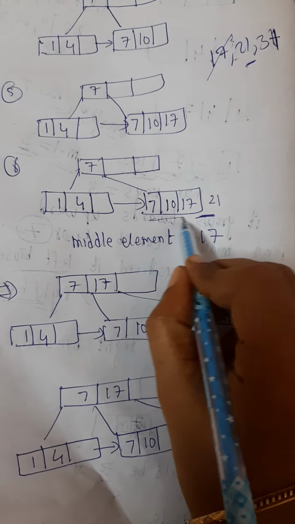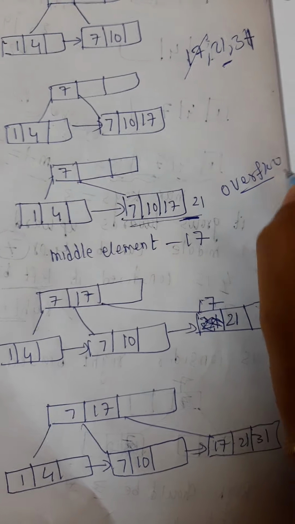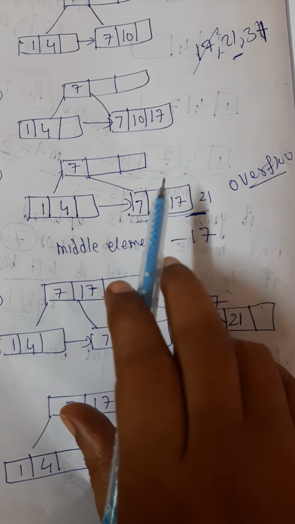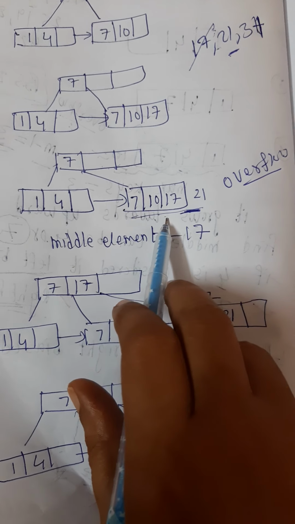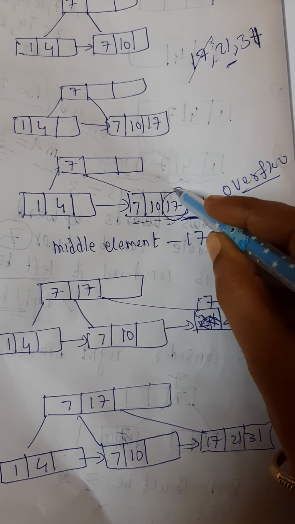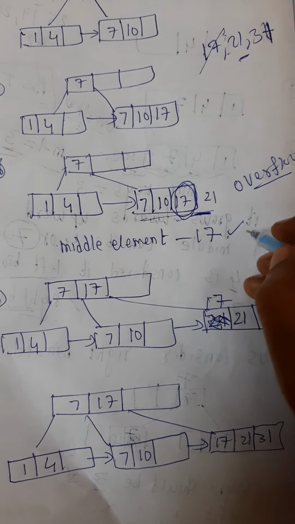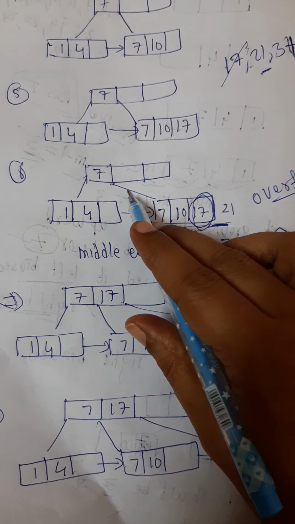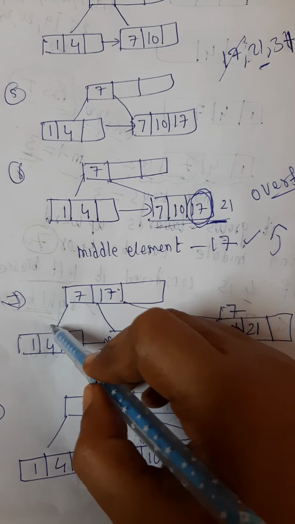But again, we have an overflow case here. Since we have an overflow case, we have to find out the middle element. Middle element can be 10 or 17. But since in the starting we have considered the right biased, now we have to take 17 as the middle element. So what you have to do? You have to move one step up. So you are moving one step up now.